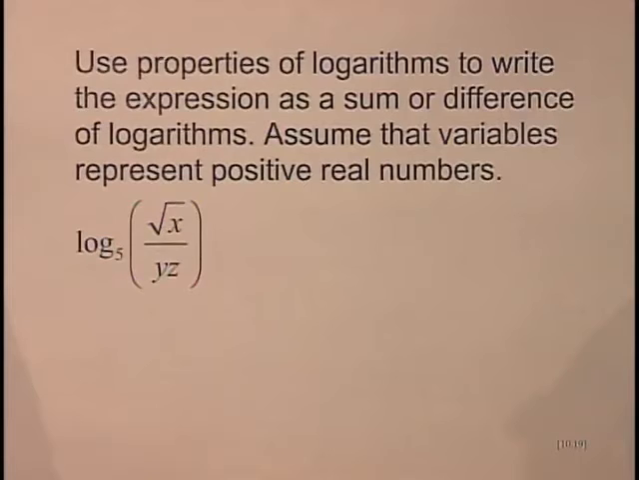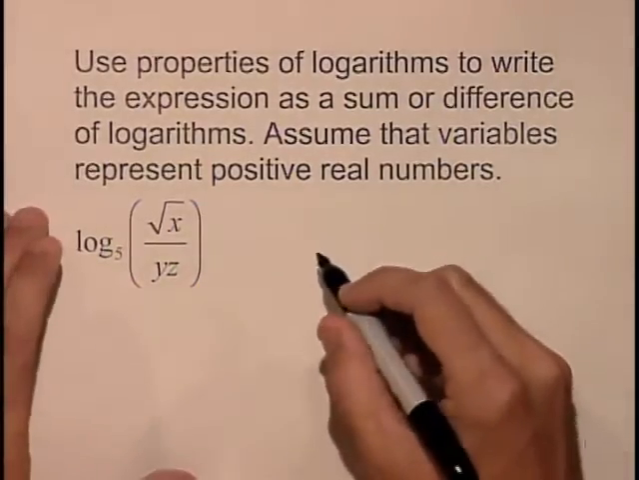Use properties of logarithms to write the expression as a sum or difference of logarithms. Assume that variables represent positive real numbers. The log base 5 of the square root of x divided by yz.